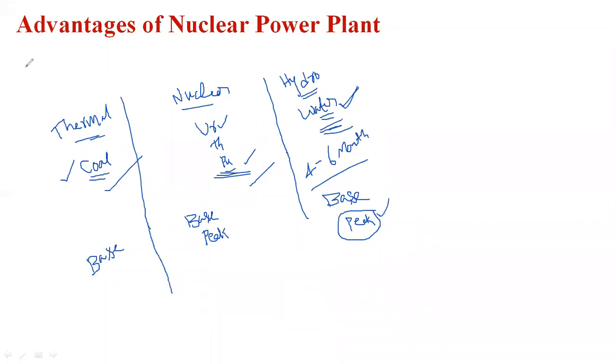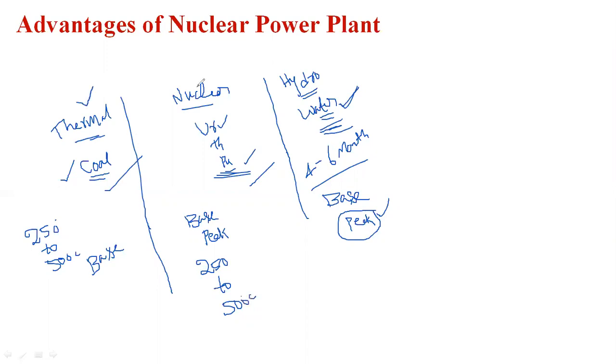One more thing: in the thermal power plant, the temperature is maintained from 250 to 500 degrees centigrade, that is, the minimum temperature is 250 degrees centigrade and the maximum temperature is 500 degrees centigrade. The nuclear power plant is similar to the thermal power plant in working; here also the temperature is 250 to 500 degrees centigrade.